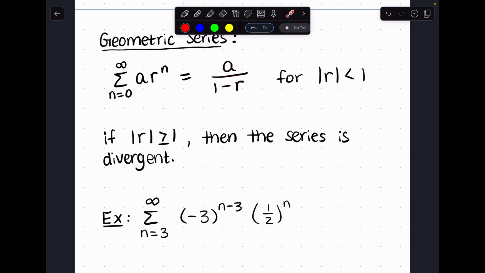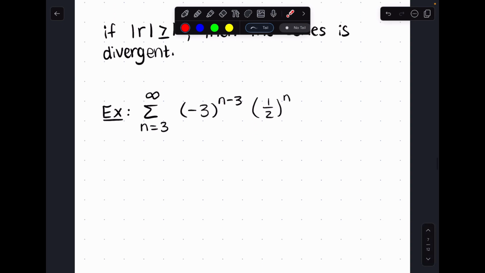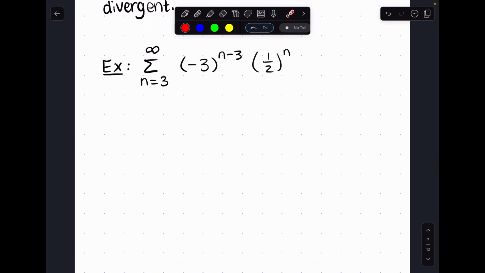And so we can plug into this formula anytime we want. Just make sure that n is starting at 0, because this formula, the way it's written, is set up exactly for n equals 0. And if the absolute value of r is greater than or equal to 1, then the series is divergent. So anytime you have a geometric series, you find your r. If the absolute value is greater than or equal to 1, you can say it's divergent. If it's less than 1, then you can plug into this formula. All right, so suppose we have this as an example.